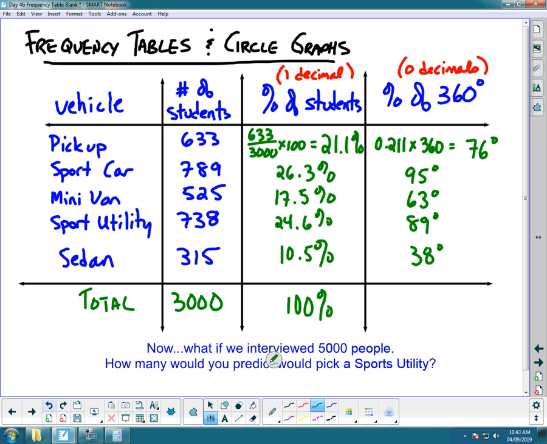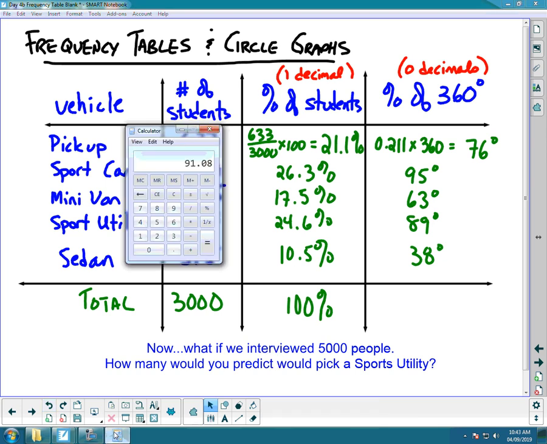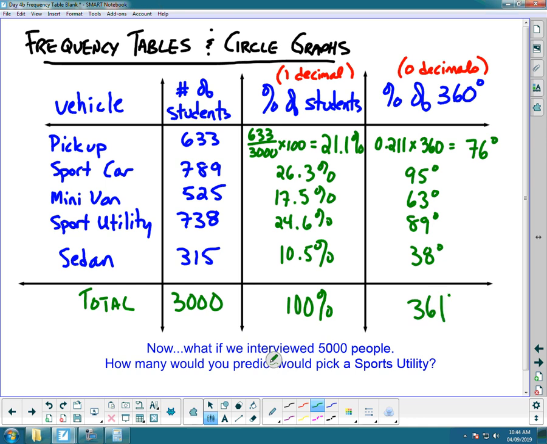If I add it up, 76 plus 95 plus 63 plus 89 plus 38, we get 361 degrees. It should be 360 degrees. Well, you could have a discussion with your elbow partner about why you think this is 361, and maybe this conversation has already come up. But if you look back at the decimals, you probably rounded up most of these numbers. And when you round up, you're getting a little bit more percent or a little bit more degrees in each one.